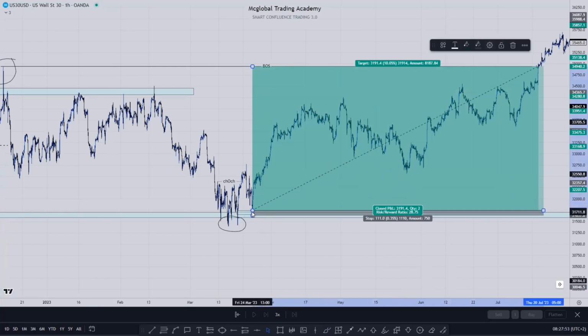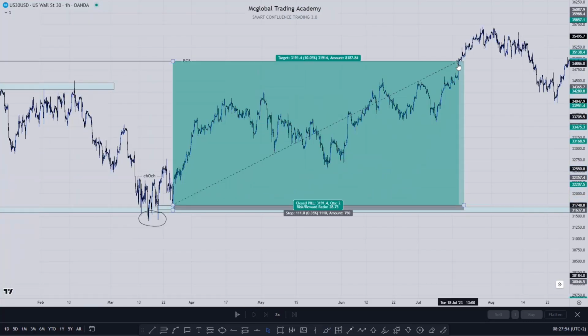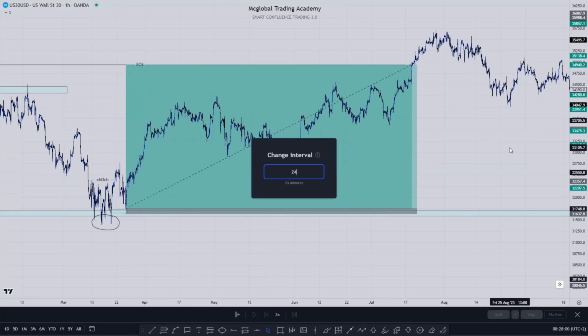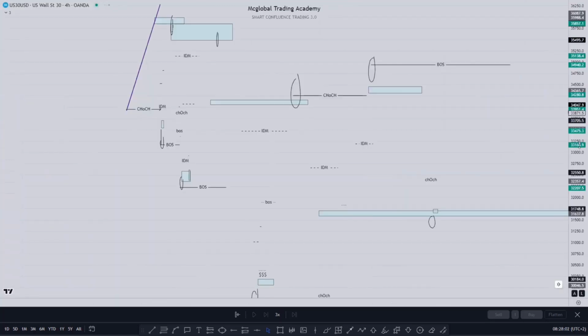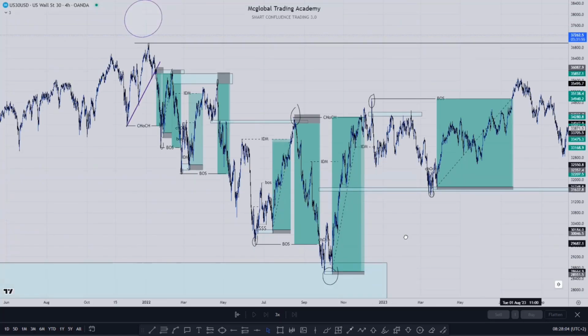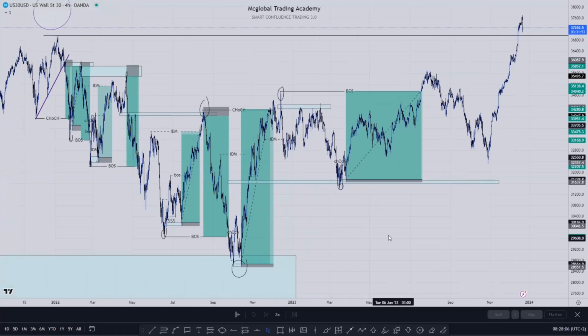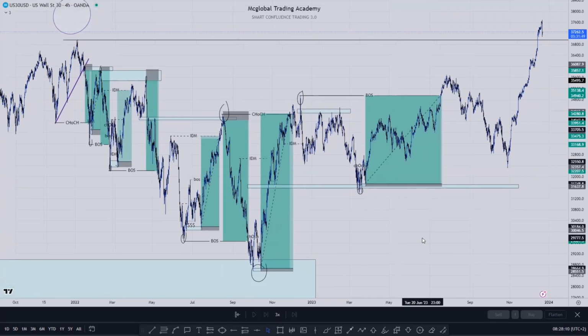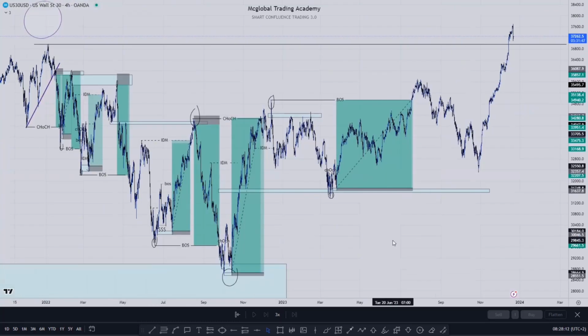This was from 24 March up until July: March, April, May, June, July, 5 months. Imagine 5 months of holding one trade in your favor. This is the only way you can maximize on these setups. The only way you can ever maximize on these setups is if you apply what I'm telling you now.